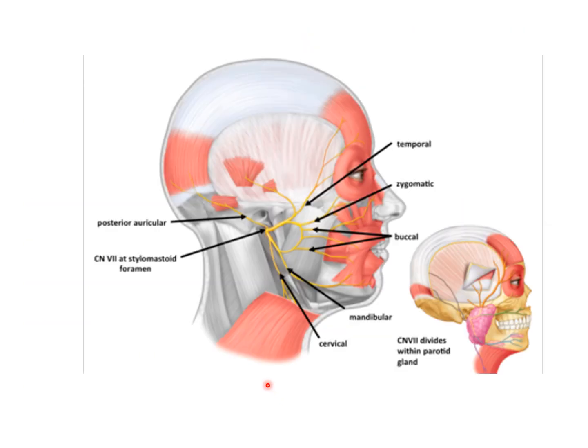So this image depicts the terminal branches of the facial nerve. After exit from the stylomastoid foramen, the facial nerve is going to enter the parotid gland and give off its five terminal branches, which innervate the muscles of facial expression: the temporal, the zygomatic, the buccal, the marginal mandibular, and the cervical branch.